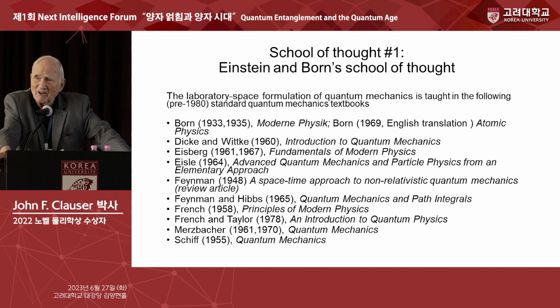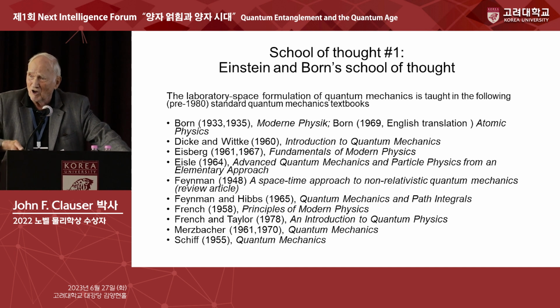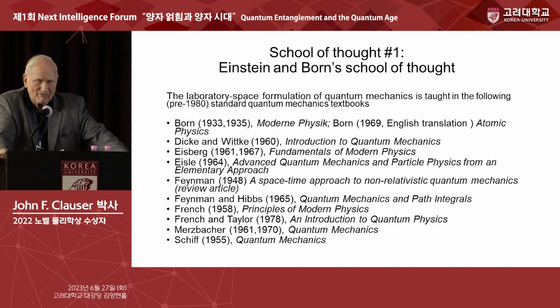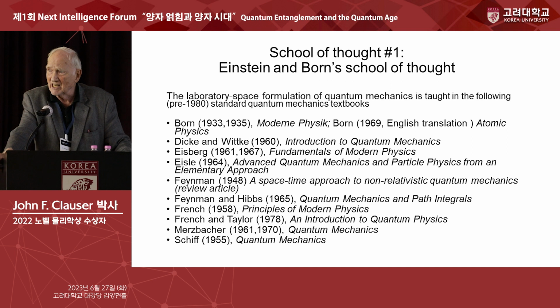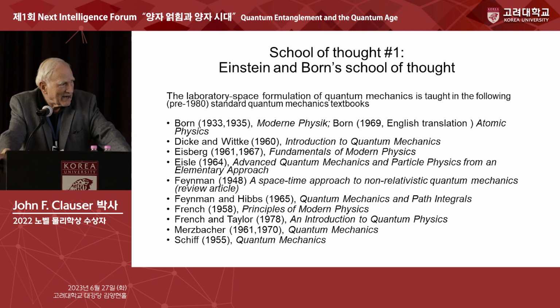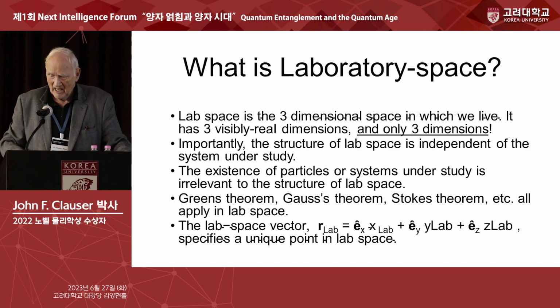Feynman wrote a very famous review article laying what he called the foundations of space-time physics. Remember, localism essentially has gotten rid of the space-time description of physics. Another very important book was by French, which I used also when I was an undergraduate. French and Taylor wrote a very nice quantum mechanics textbook used at MIT in 1978. Another very popular textbook was by Merzbacher, 1961 and 1972 different editions. And one of the early very important books that people used a lot was by Schiff at Stanford.